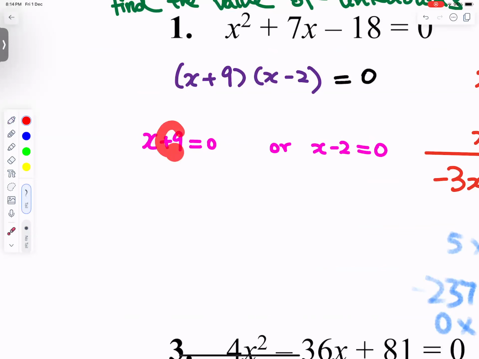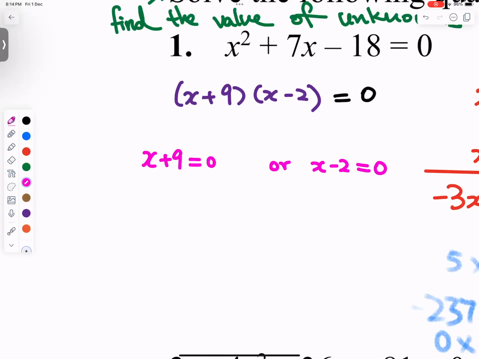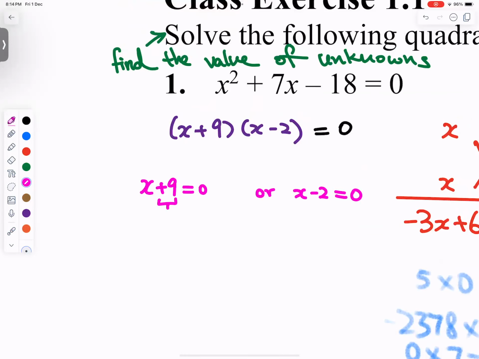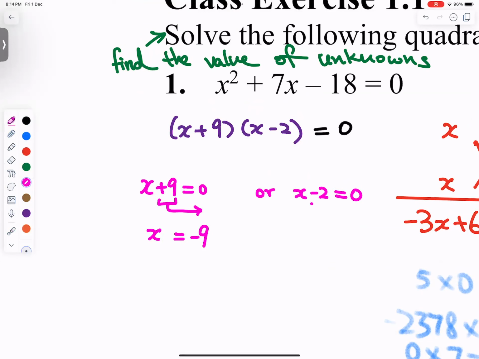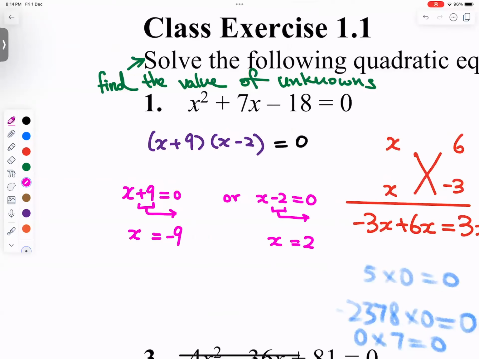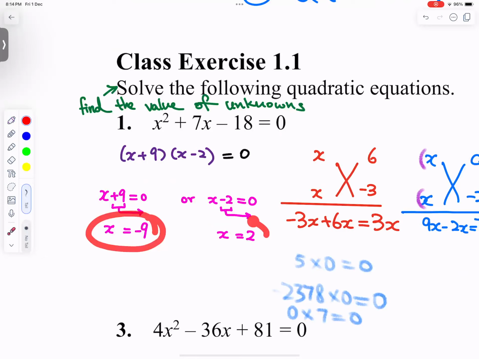It's a plus 9 here, goes to the other side, opposite, so minus 9. Same for this one. It's a negative 2 here, so goes to the other side, becomes positive. So that is where you get the mark.